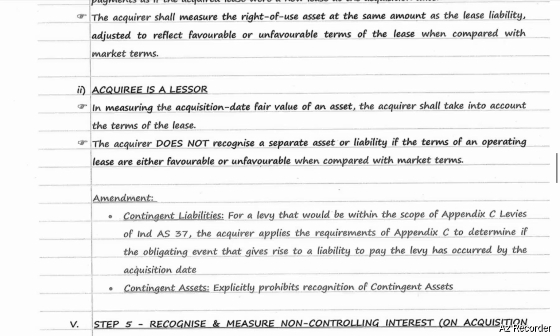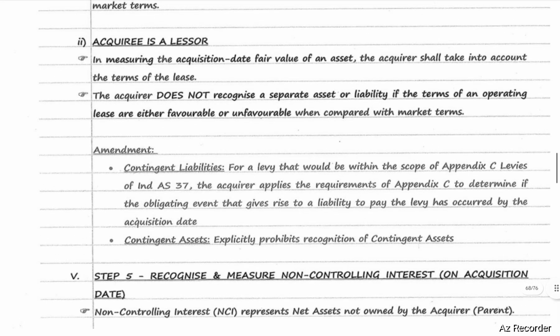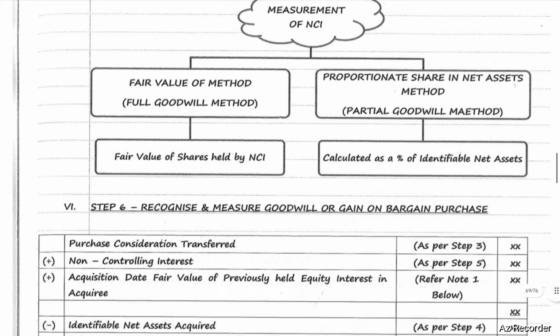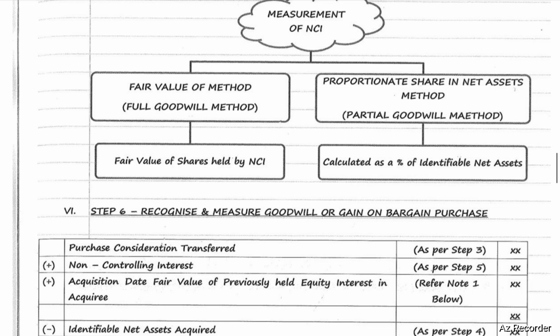Step number 5. Recognize and measure non-controlling interest on the date of acquisition. Non-controlling interest represents net assets not owned by the acquirer, that is the parent. Measurement of non-controlling interest: there are two methods. First, fair value method or full goodwill method. Second, proportionate share in net assets method, that is partial goodwill method.